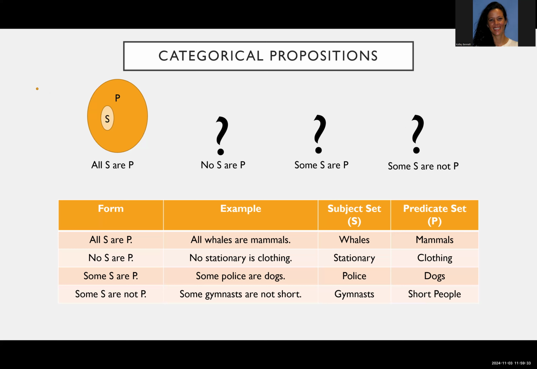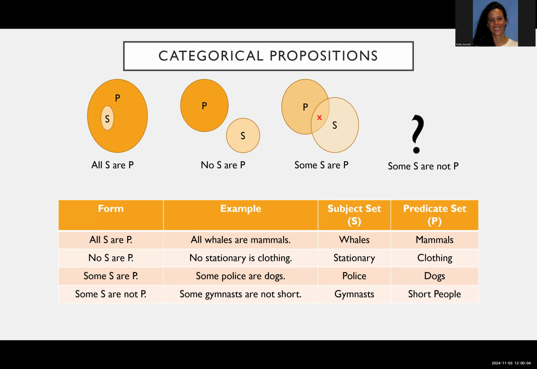In the next case, no S are P. They don't share anything in common. So this would be your disjoint sets where they don't touch. Some S are P. This is telling us that there are some shared elements. There's something in common. They overlap a little bit, but not completely. So this is going to be a Venn diagram with overlap. And we're actually talking about the space that they share, where that red X is where the overlap is.